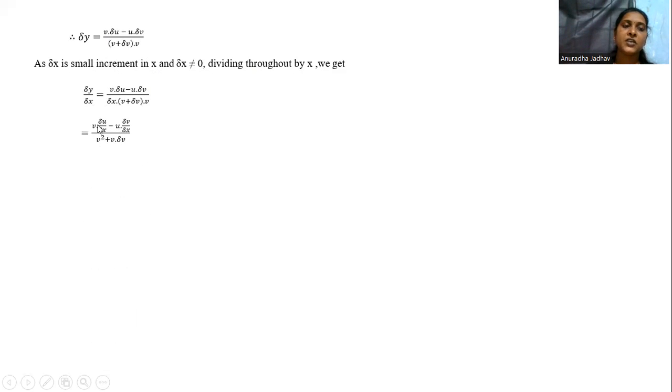v as it is delta u upon delta x minus u as it is delta v upon delta x. Then the denominator is multiplied by v, that is v into v, v square, v into delta v.